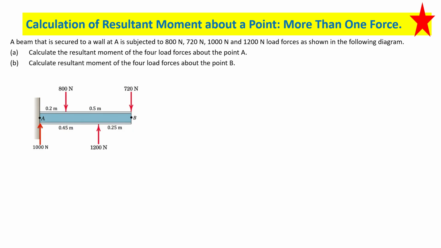Okay, so we are going to take the moment about B. So this 700, is it making a moment or not? No. Why? It is going through the point, so it is 0. How about this 1200? 1200 times 0.25. Which direction is it?